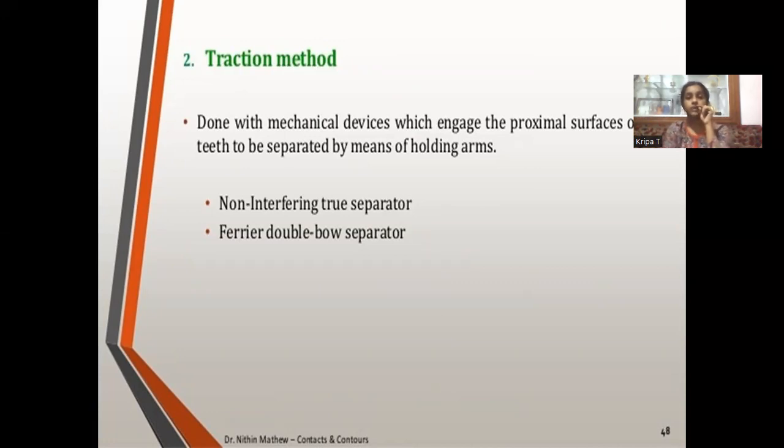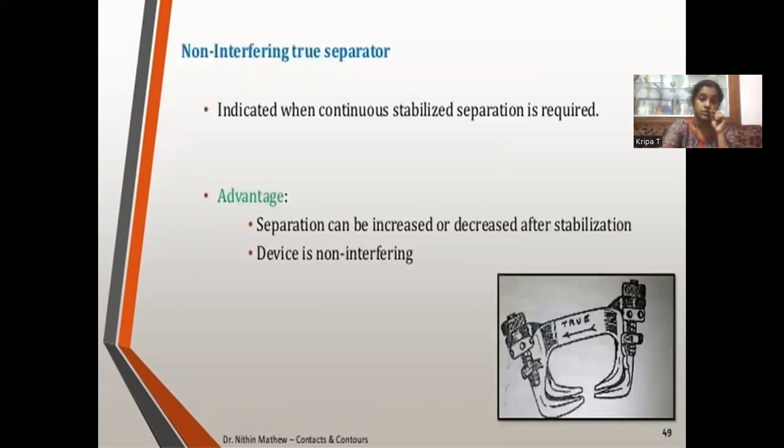Now you have the traction method, done with a mechanical device which engages the proximal surfaces of the two teeth which are to be separated with the help of folding arms. Non-interfering true separator, Ferrier double bow separator.